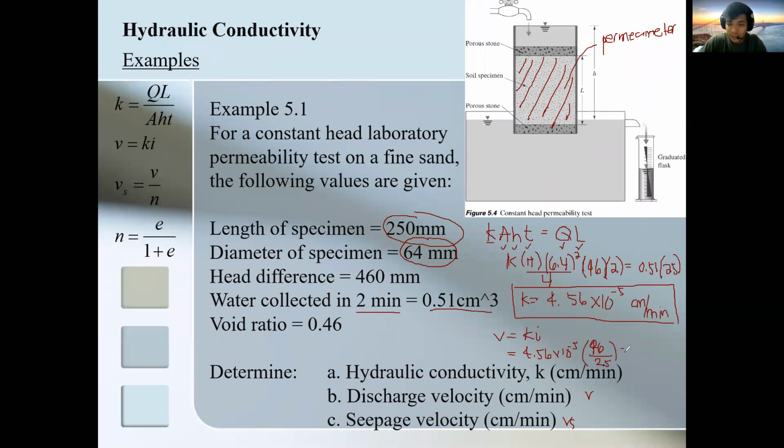So your V, times 46 divided by 25. I'm not sure if I calculated it correctly, so just verify it later. Times 10 to the power of negative 5 cm per minute.